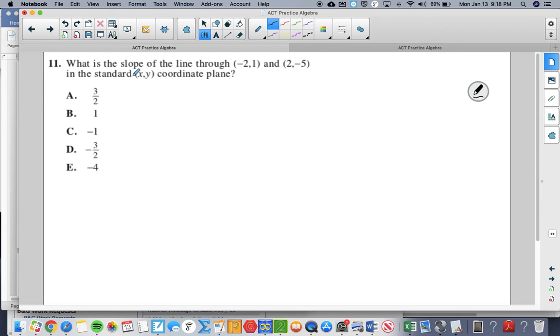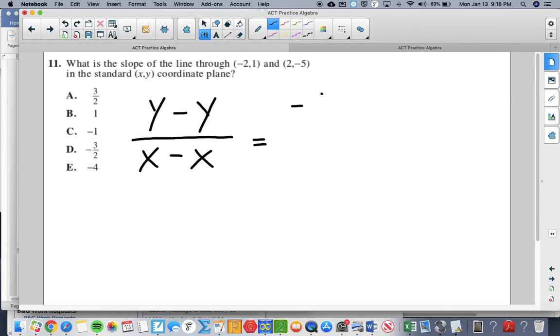What is the slope of the line going through these 2 points in the standard coordinate plane? Remember, it's rise over run. So you take the difference of the y's divided by the difference of the x's. So that's going to be -5 minus -2 over 2 minus -2. Oh boy.